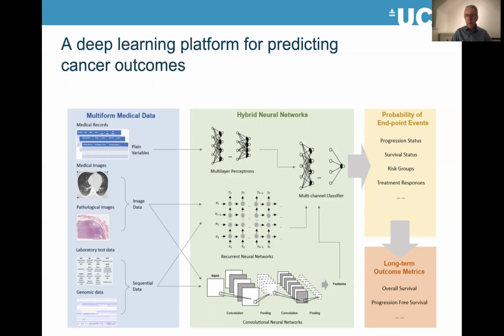We've adopted a hybrid neural network approach, for example, using multi-layer perceptrons, recurrent neural networks, convolutional neural networks, where different ones have benefits in different outcomes and different endpoints. And looking at what we can achieve, detailed information on a patient-by-patient basis to anticipate survival, progression, likely response to treatment. And then we can group together to look at an overall cohort and look at overall survival or progression-free survival or other major outcome metrics.